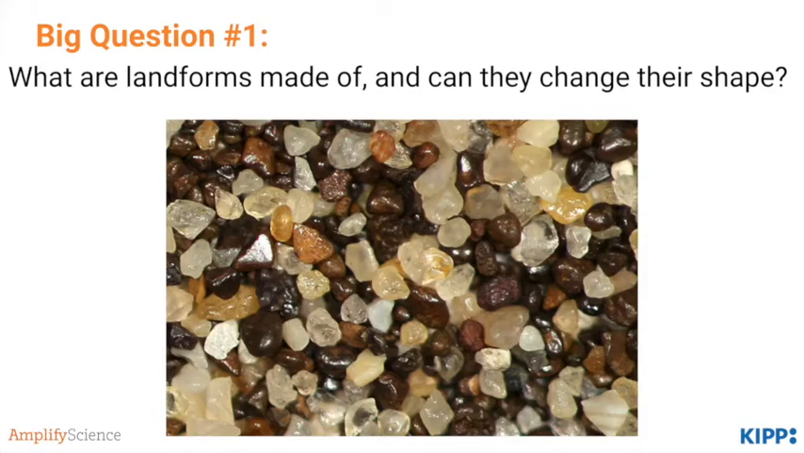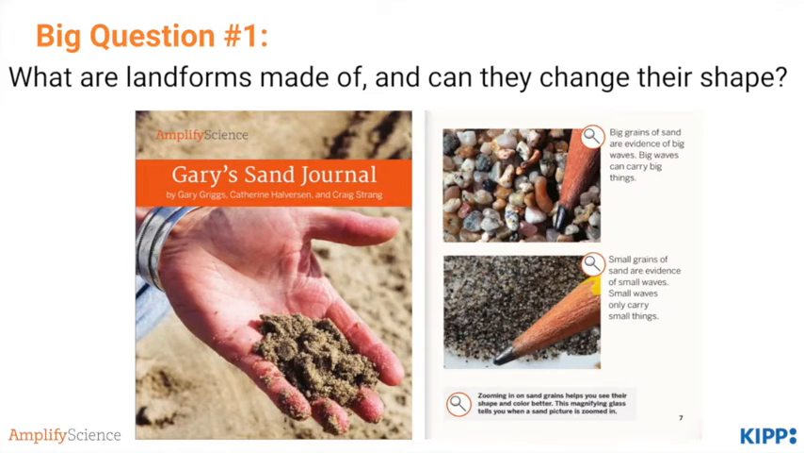In the third lesson, students actually look at samples of sand and start to determine that sand is actually made up of tiny bits of rock, tiny pieces of landforms. Students follow this up by reading Gary's Sand Journal, which tells them more about how to read the sand. For example, big grains of sand are evidence that there are big waves because big waves can carry big things, whereas small grains of sand are evidence of there only being small waves in an area.